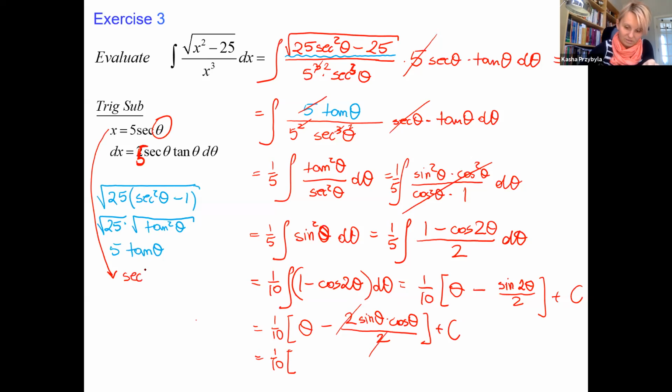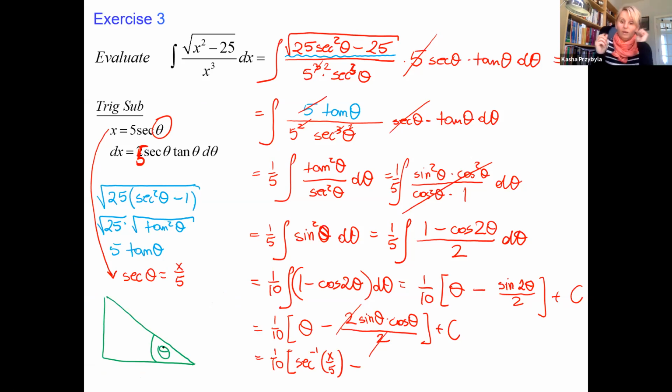First of all, secant theta is x over 5. We also need theta. That means theta, how can I write? It will be secant inverse of x over 5. That means I can put secant inverse of that angle, which actually I will erase because I need space for the triangle. Okay, let's build a triangle. Theta.